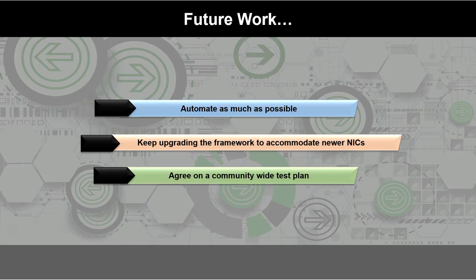The second thing is to keep upgrading the validation framework to accommodate newer NICs and also to accommodate the changes made in DPDK. The final point, I think, will be to agree on a community-wide test plan so that we don't miss any OVS feature being validated.